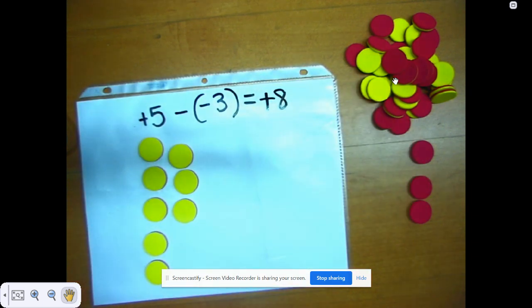Positive 8. I know what you're thinking. You're probably thinking, what? I know. Just give it a second to sink in. Let's try another one.